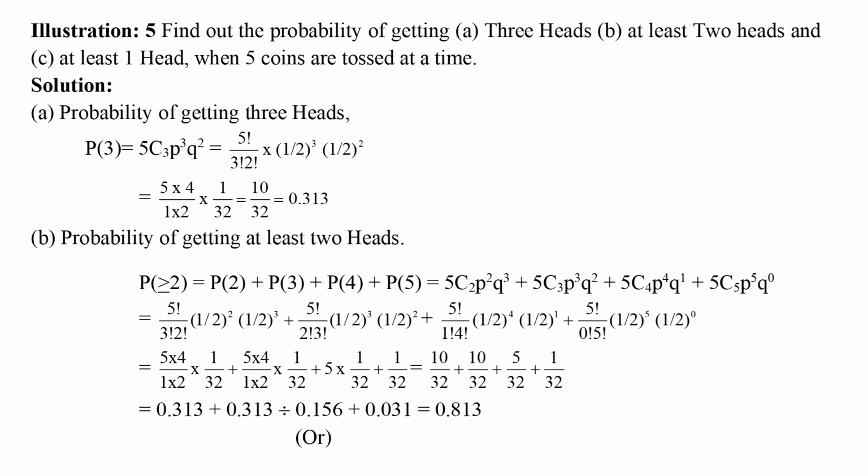B. Probability of getting at least 2 heads, P equal to or greater than 2. Hence P2 is included. Hence P equal to or greater than 2 equals P2 plus P3 plus P4 plus P5. Hence in all cases 1 by 2 raised 5, since the base in both multiplications, that is for p and q, is the same, that is 1 by 2.